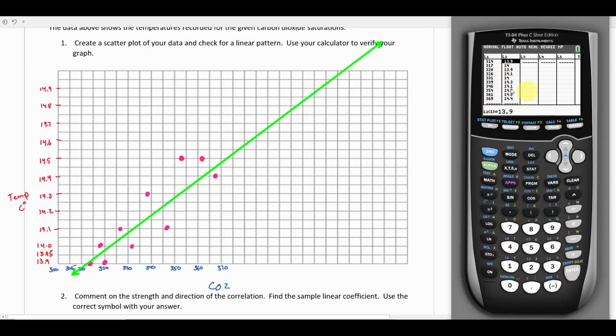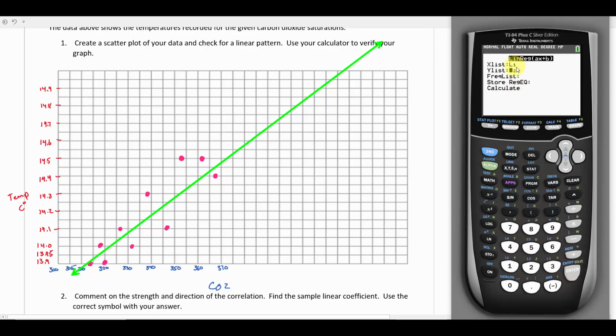All right. So we should have our data put in there now. So I'm going to check out the scatter plot. And so I'm going to go to 2nd Y=. And I'm going to turn Plot 1 on. And then I'm going to make sure that it knows my data is in L1 and L2. And I'm going to make sure that scatter plot is selected. And then before I hit graph, I'm going to go to Stat. And I'm going to go to Calc. And I'm going to do my option 4.